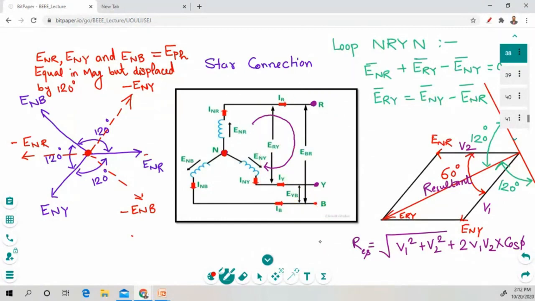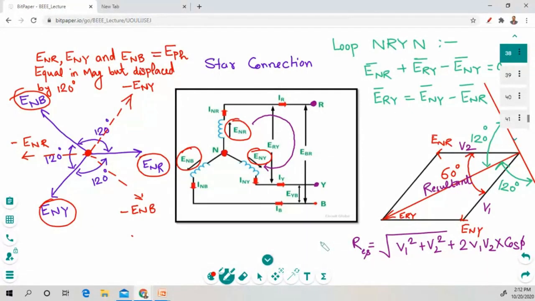The first phase is ENR. Okay, so where is ENR? This is ENR. The second phase is ENB. Okay, the second phase is ENB, and the third phase is ENY. So the third phase is ENY. Clear? So what is the phase difference between two phases?